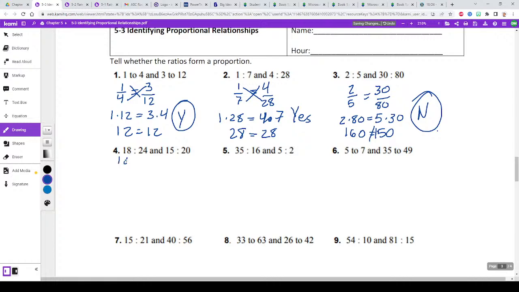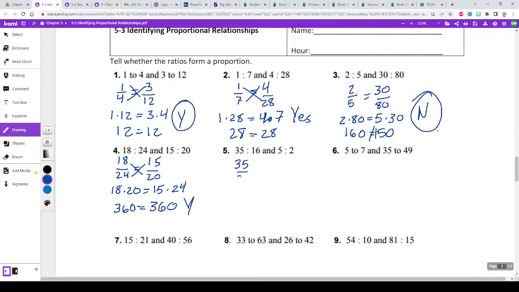Over here, 18 over 24 equals 15 over 20. Cross multiply here, 18 times 20. Cross multiply here, that's 15 times 24. 18 times 20 is 360. And if I remember right, 15 times 24 is also 360. And I do remember right. So that's a yep.